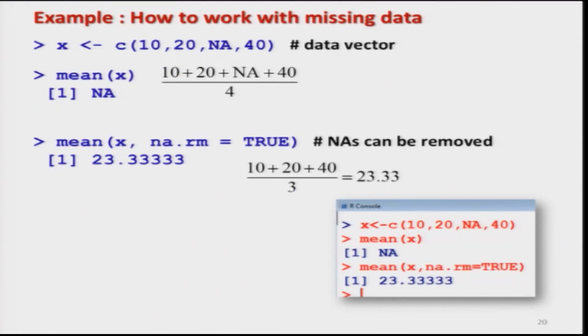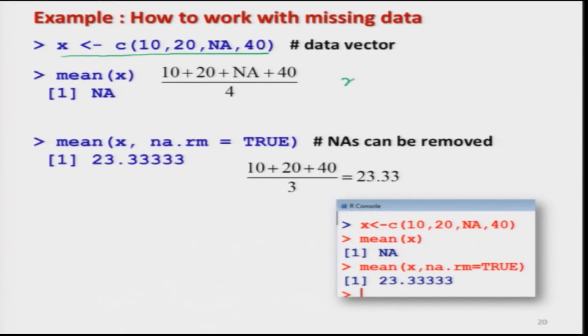Okay. Now let me come back to our slide and show you how things are going to happen when some value is missing. Suppose I consider the data set in which one value is missing: 20, 30, NA and 40. Now suppose I want to find the mean of x.